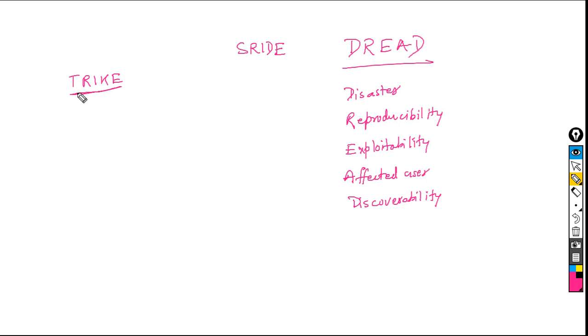Trike is a bit different compared to STRIDE as well as DREAD, because the main focus of Trike is the risk model. Whatever risk model we have used in STRIDE and in DREAD, on the basis of that, Trike also works, but it is a little bit different compared to STRIDE and DREAD.